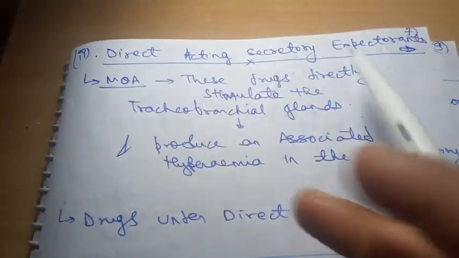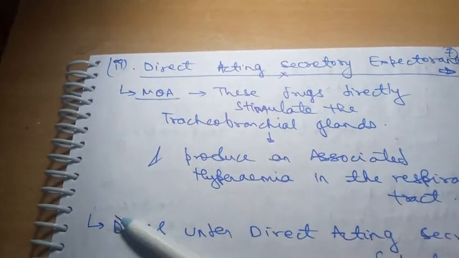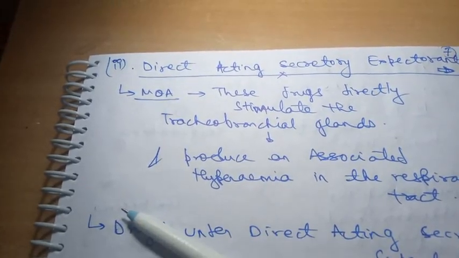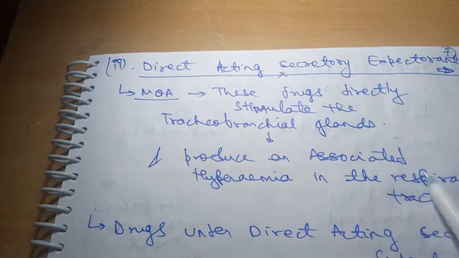Now, the second subtype of secretory expectorant is the direct acting secretory expectorant. As the name itself says, they act directly. What does it mean? It means that these direct acting secretory expectorants directly act on the tracheobronchial glands and increase the secretions from those glands. They will produce a hyperemia in the respiratory tract.